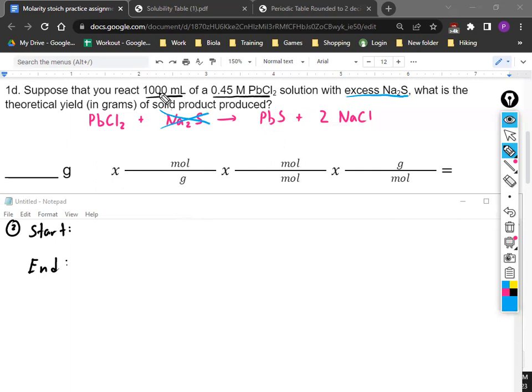All right, now if you take a look at the numbers, there are 2 numbers, 1,000 milliliters and 0.45 molarity. What chemical are these 2 numbers referring to?